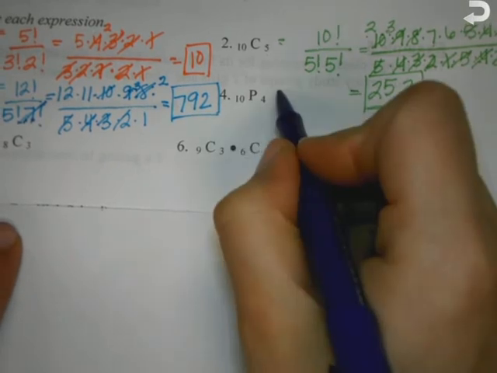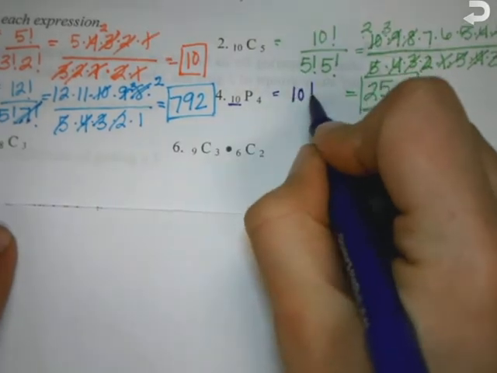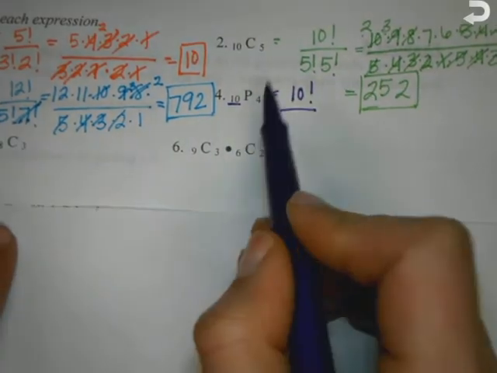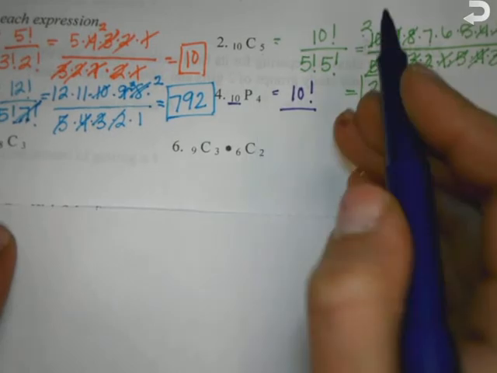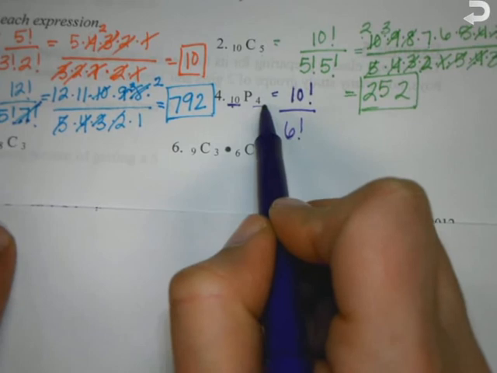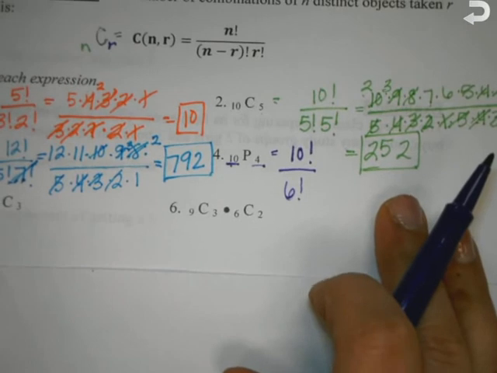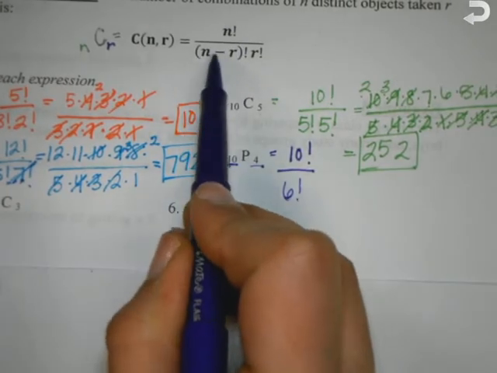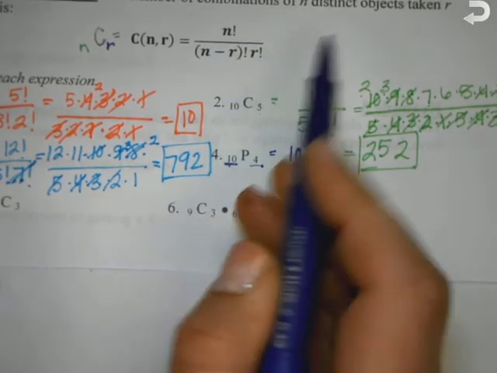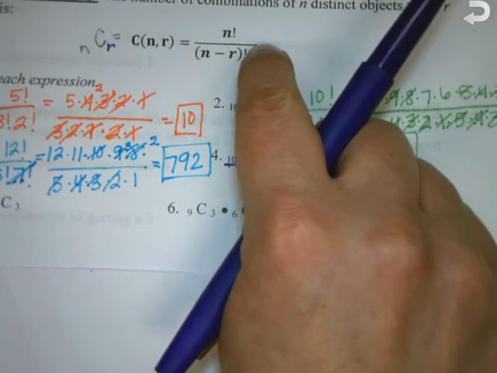It's still n factorial on top over 10 minus 4, which gives me 6 factorial. So the bottom is n minus r factorial, but we don't multiply by r. Remember how for combination the bottom is n minus r factorial times r factorial? For permutation, it's just n minus r factorial.